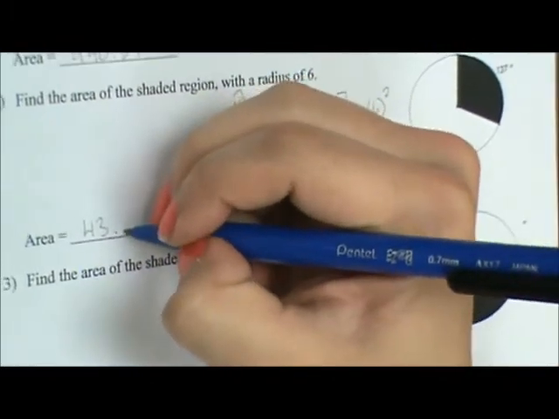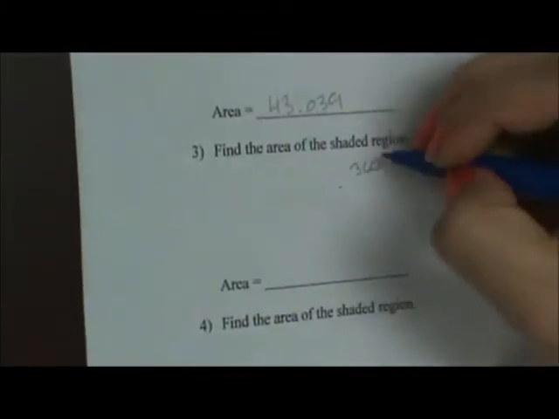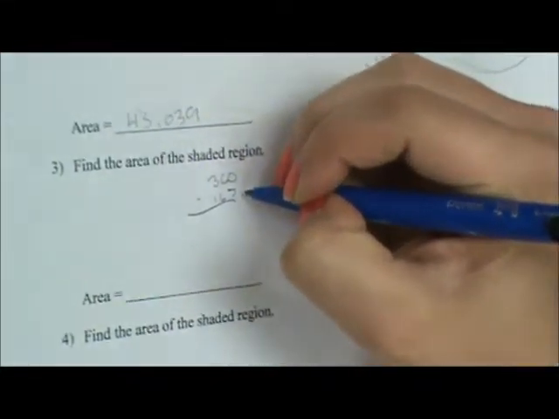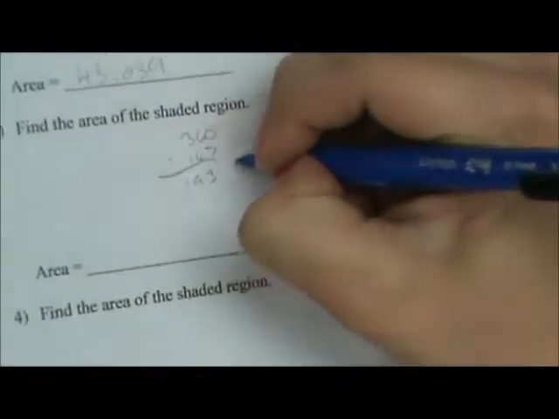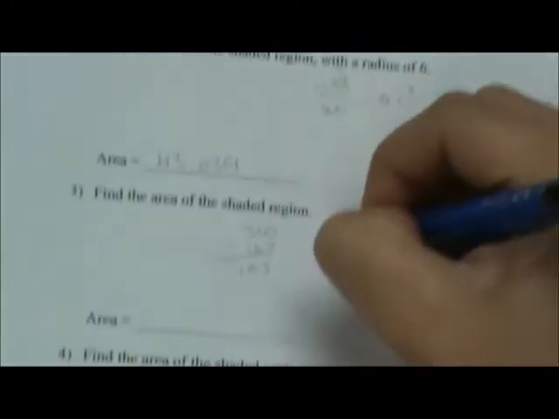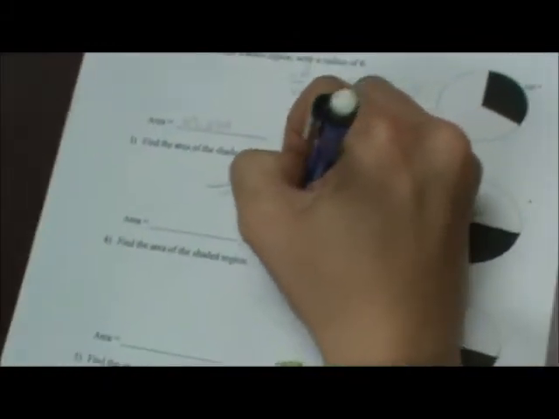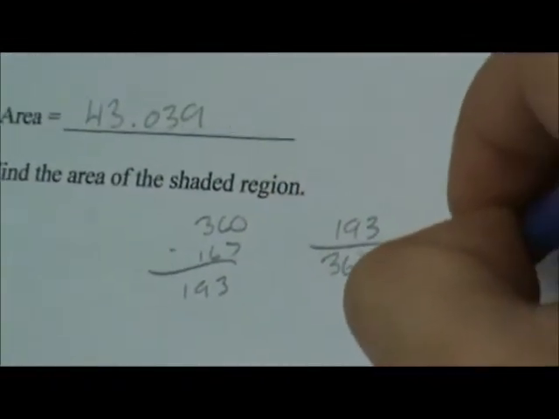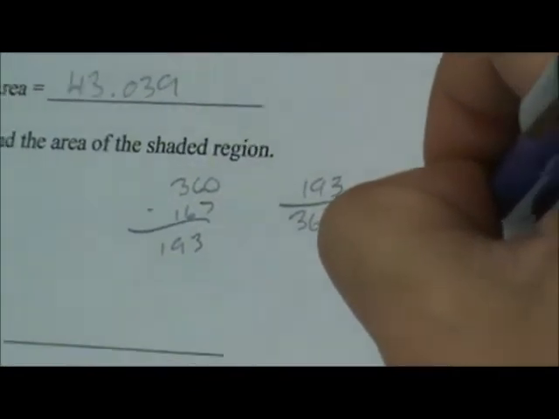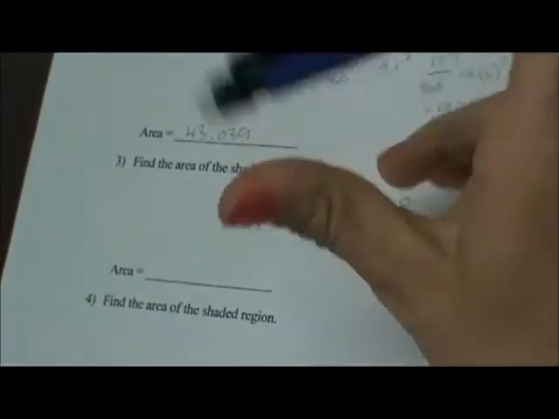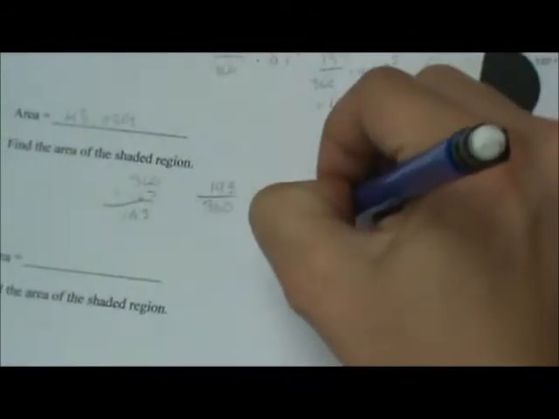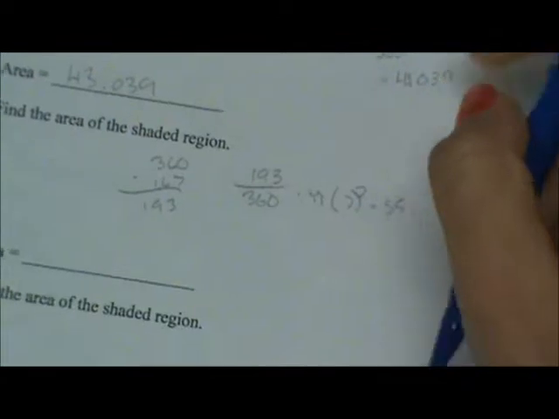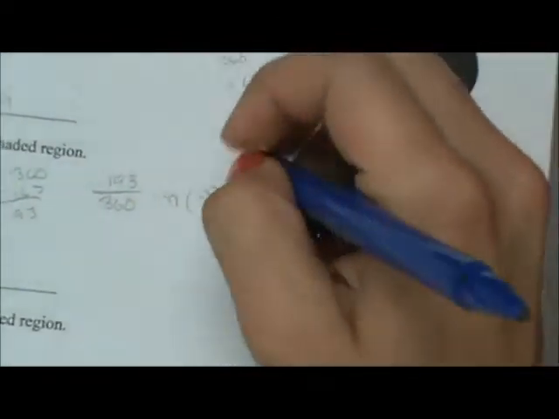For number 3, it's the same thing, except this one gives us the angle of the non-shaded region. So we take 360 minus that to find the actual angle measure. 360 minus 167 equals 193, and we put that over 360 times pi times 11 squared, because that's the radius, and that's about 203.793.